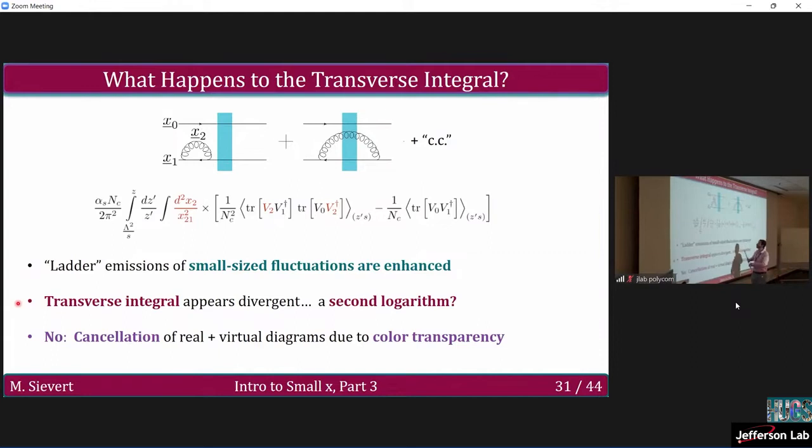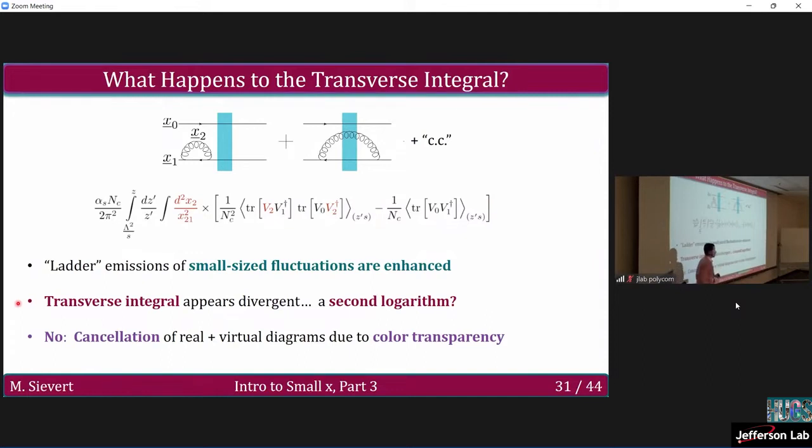You can see that clearly from the expression here. If I take the position number 2 and I put it equal to the position number 1, then I would have V1 dagger, that cancels, and then I just get 1. And then I would have trace V0 V1 dagger minus trace V0 V1 dagger, which is 0. This is the physics of color transparency, that if you have a tiny fluctuation, it hardly interacts at all, and therefore the real and the virtual corrections cancel each other.